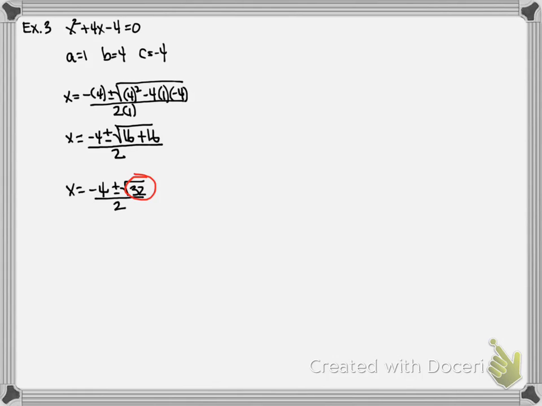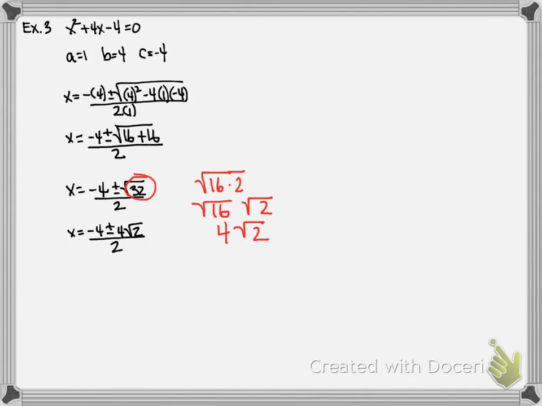Okay, our discriminant is positive. We are going to have two real solutions. Let's simplify this radical. What's the largest perfect square factor of 32? 16. So I can rewrite this as the square root of 16 times 2, or the square root of 16 times the square root of 2, or 4 radical 2. So simplifying the solution further, we get x is equal to -4 plus or minus 4 radical 2 all over 2.